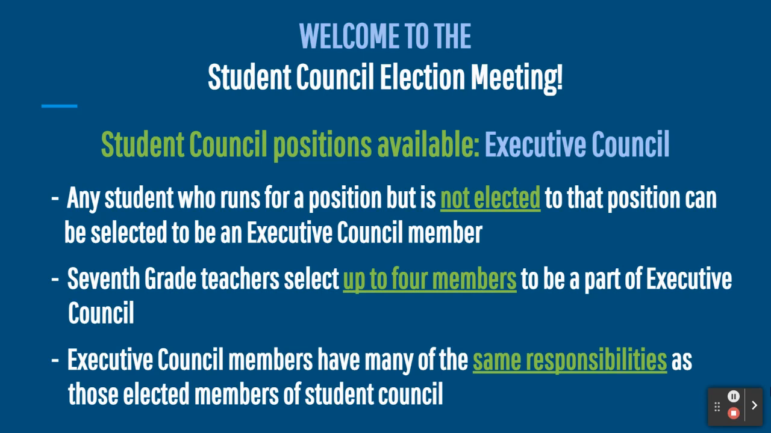After the election, the 7th grade teachers get together. I leave the room because I don't want to persuade anybody, but I tell the teachers who won the elected positions and who's left who ran in the election. The 7th grade teachers can then select up to 4 members of the people who ran to be part of the executive council. And those executive council members have many of the same responsibilities as president, vice president, secretary, treasurer, publicist. They still have a role. They attend all our executive meetings, attend all our pep assemblies, our dances, and help us run some really amazing events.